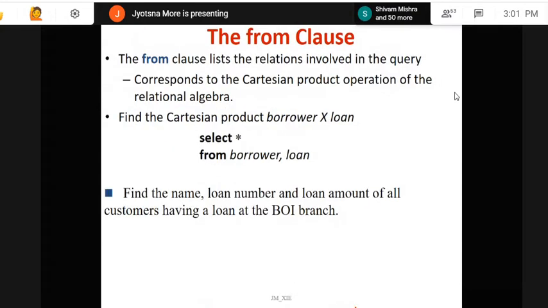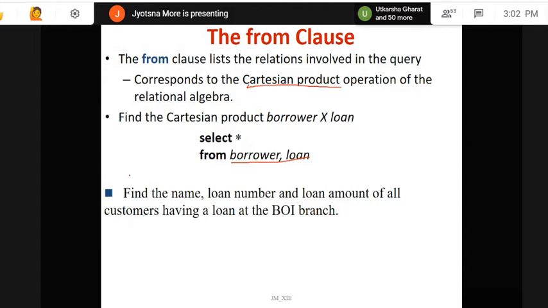From, as I told you, is nothing but used to select the table names from which you want to display the attributes, columns or results. Sometimes you need to select more than one table, and that is also possible. When you are involving two tables in a from clause, you are doing the Cartesian product, which we have studied in relational algebra, and accordingly you will display the result.